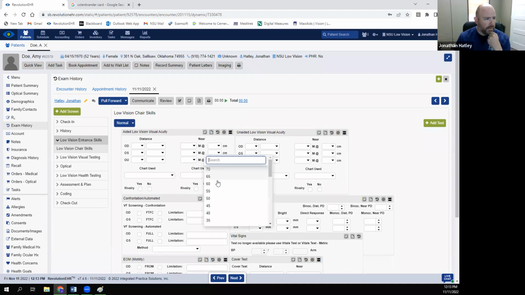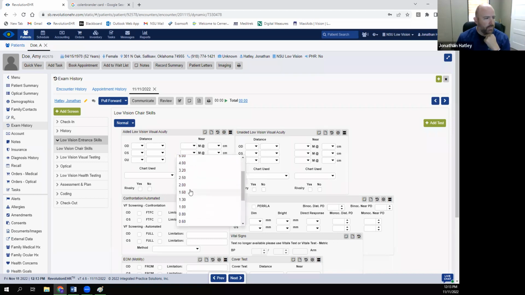So let's use the drop-down box here. And if the patient was at 35 centimeters, which was their habitual reading distance, they can put this in the drop box, and then they were able to read 1.6 m. That's how they could record that, and that would be perfectly fine. They should also use this drop-down and say Colenbrander mixed contrast here.